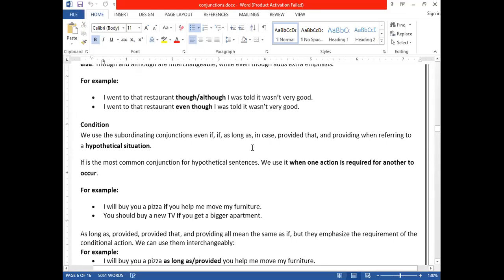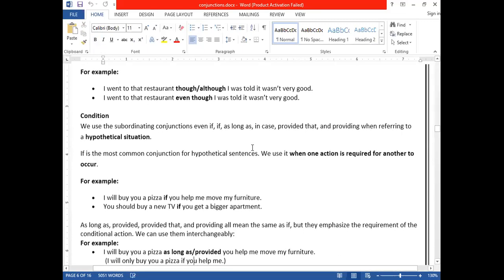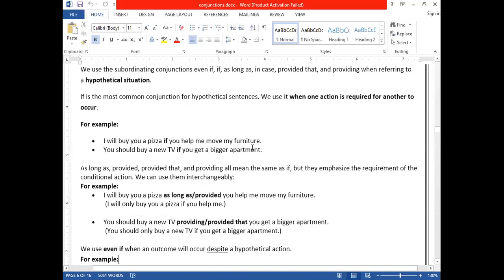For condition, we use if clauses. Clear? We use if for what? For that of condition. If is used like, I will buy you a pizza if you help me move my furniture. So that is your condition we have here. As long as, provided that, and providing all mean the same as if. Clear? This is also used for condition.